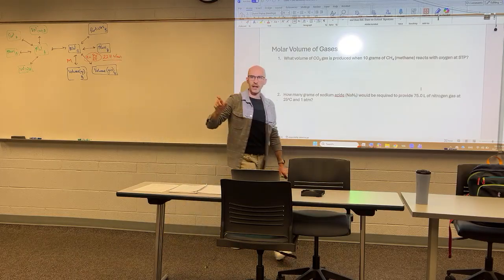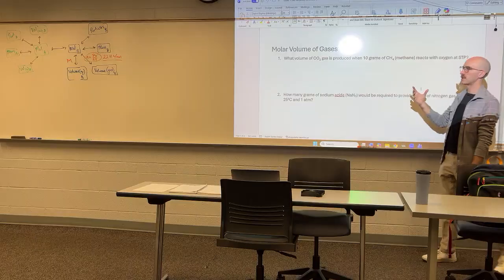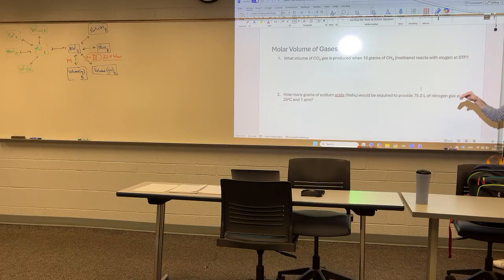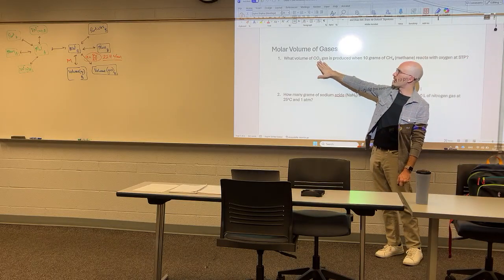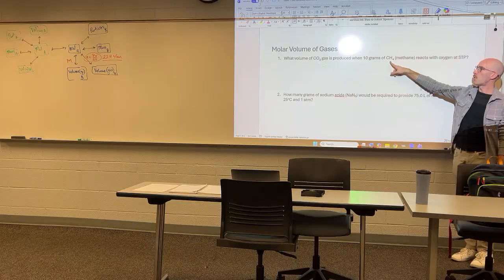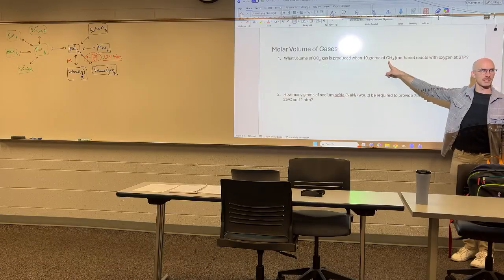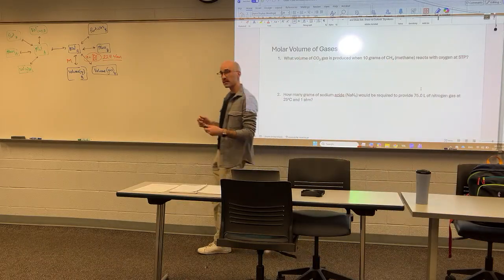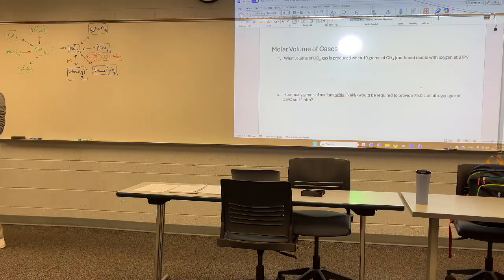So let's look at where we're starting on the roadmap. Let's look at where we want to end up. We want to end up with the volume of carbon dioxide gas, but we're starting with 10 grams of methane. Let's say methane is A. That's information I have. That's where I'm starting. I'm starting at the mass of A. What's the only conversion I can do? Mass into moles. I'll need the molar mass of methane in order to do that.